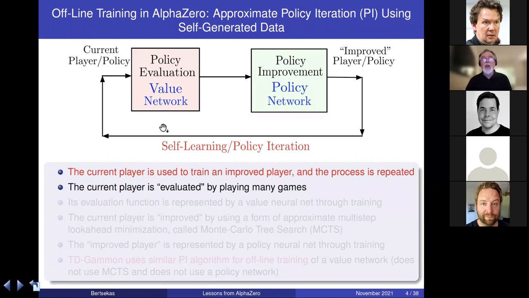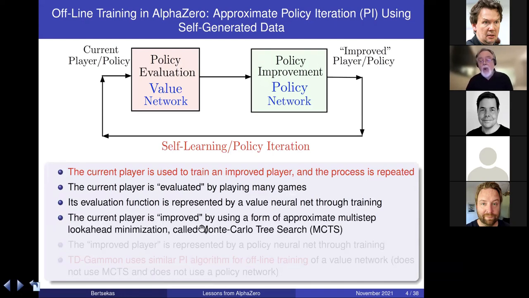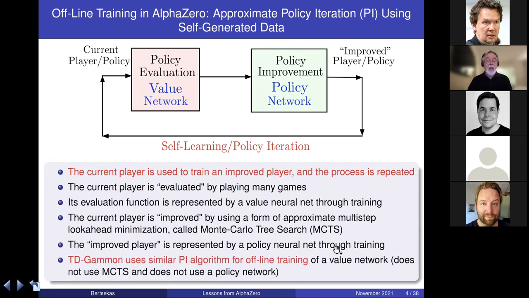So policy iteration has two parts. Every step, policy evaluation, policy improvement, these are done approximately with neural networks. So the current player is evaluated by playing many games, collecting data, and representing its evaluation by a neural network, which is trained with lots and lots of data. Now, once we have the evaluation of the current player, we can approximately improve the current player by using multi-step look-ahead minimization in an approximate form that's called Monte Carlo tree search. And the improved player, after we collect all this data from the improved player, we represent it with a policy neural network through training. So we have a sequence of value and policy networks generated here, and these are given at the end to the online player for use for online play.